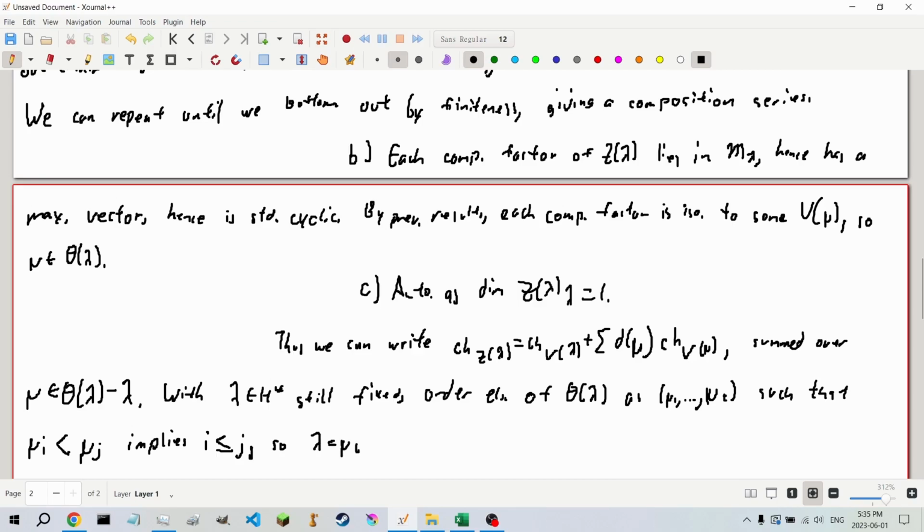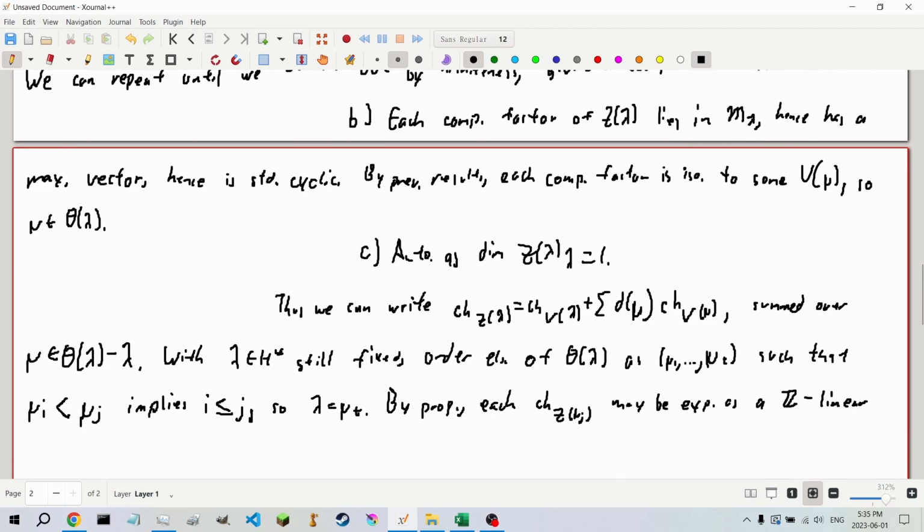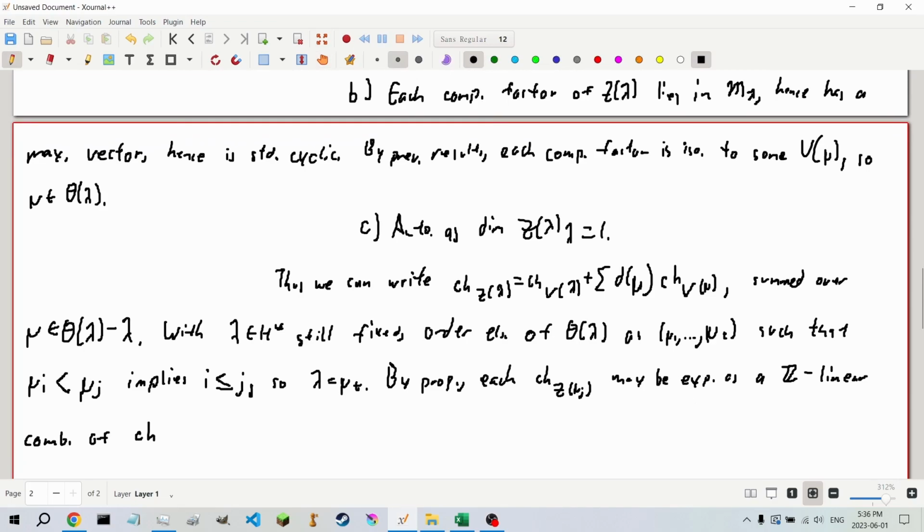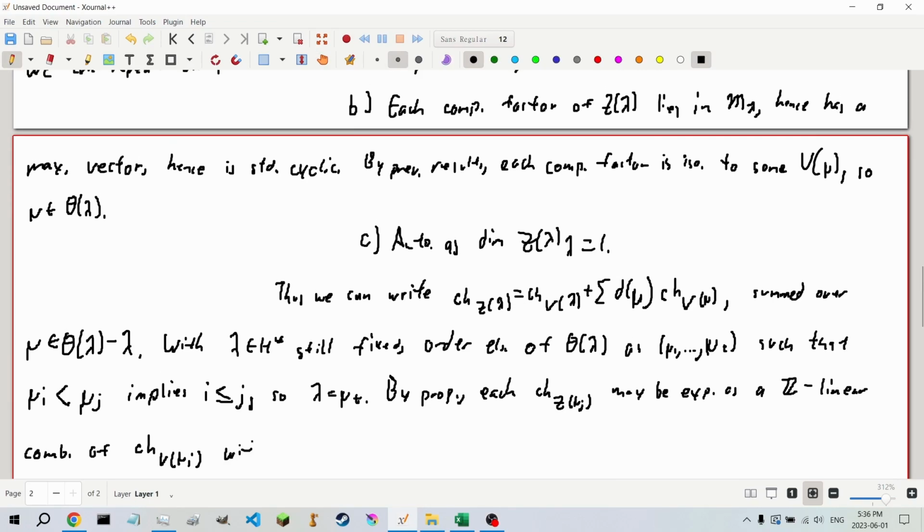So lambda is pi t, the last one. By our proposition, each character of z of mu j may be expressed as an integer linear combination of the characters of v of mu I, with, of course, I less than or equal to j, with the last one corresponding to lambda having coefficient 1.